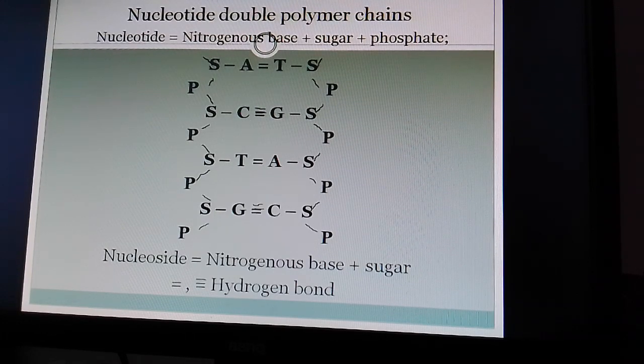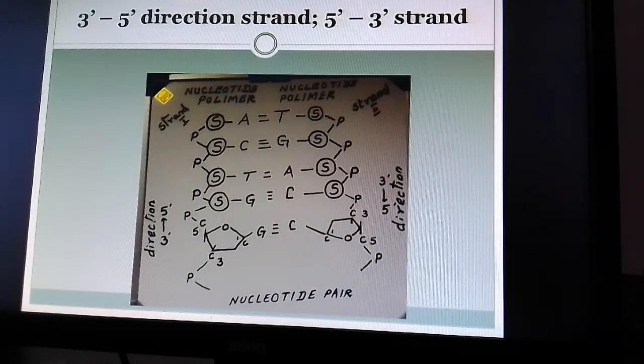That's why we say double-stranded DNA is a double-stranded structure. That means having two nucleotide polymers joined by the hydrogen bonds between the purine and pyrimidine bases. Now here, usually according to the attachment of sugar to the phosphate of its side, the direction of the strand is said to be 3-5 direction.